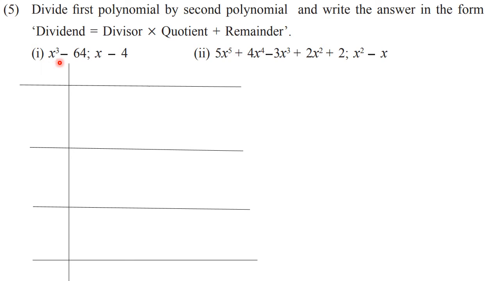Term with x square and term with x. So those 2 terms we will write with coefficient 0. So here the dividend will be like this: x cube plus 0x square plus 0x minus 64. Okay. Then divisor we are going to write here x minus 4.